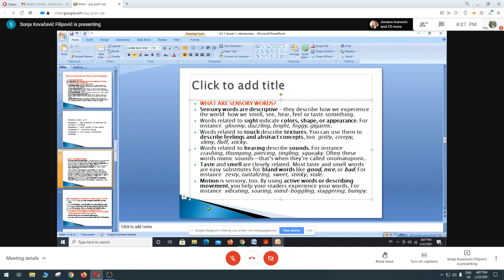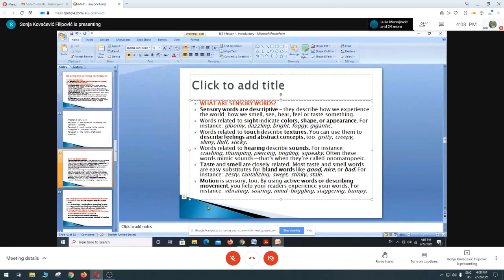Often these words mimic sounds. That's when they are called onomatopoeic. Taste and smell are closely related. Most taste and smell words are easy substitutes for bland words. Što znači bland? Bland znači onako nekog blagog, zapravo bezukusno, when related to food with not much taste, bland.